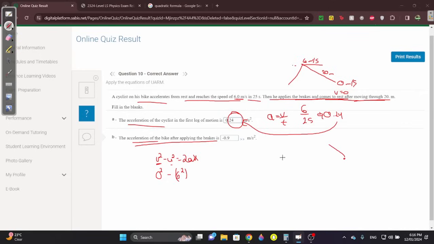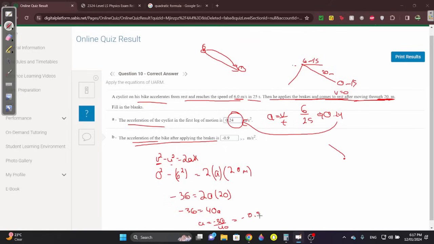It was 6. Why? Because we're only looking at that segment of motion from where it started slowing down. So the initial velocity over here was 6. It slowed down to 0. So we put 0 minus 6 squared equals 2 times the acceleration, which we don't know, times x, which is 20 meters, given. Clean it up a bit: minus 6 squared, so minus 36, equals 2a times 20. It becomes minus 36 equals 40a. So a equals minus 36 over 40, which is negative 0.9.